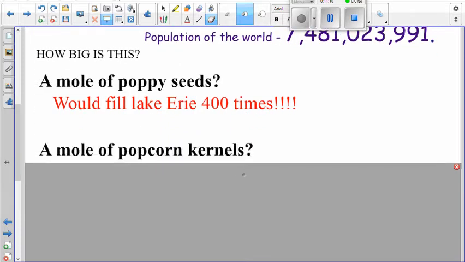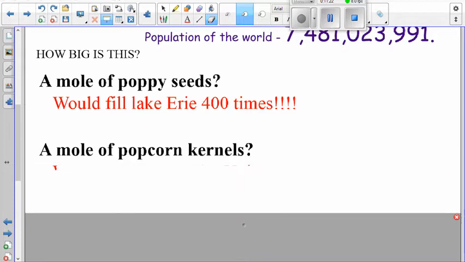What about a mole of popcorn kernels? Anyone want to guess what that would do? Fill the whole Earth? Fill the ocean? Nine Earths? The sun? Do you know how big the sun is? Doesn't matter. It's a mole.